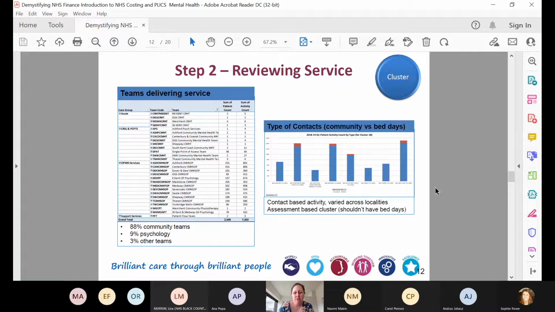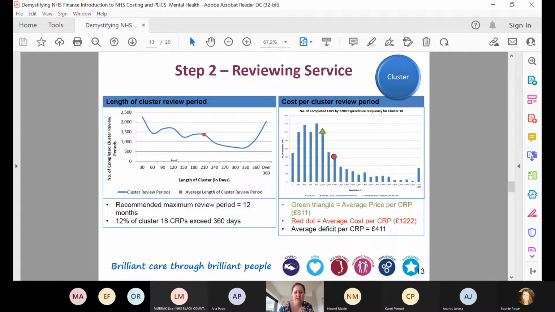So a lot of stage 2 was about really investigating and understanding all those different components. We also looked at the length of the cluster review period. So how long were we keeping patients on our books? The recommended maximum review period is 12 months. But actually, we had 12% of our patients that were exceeding that. So really, do we understand what that patient profile looks like over that length of time?